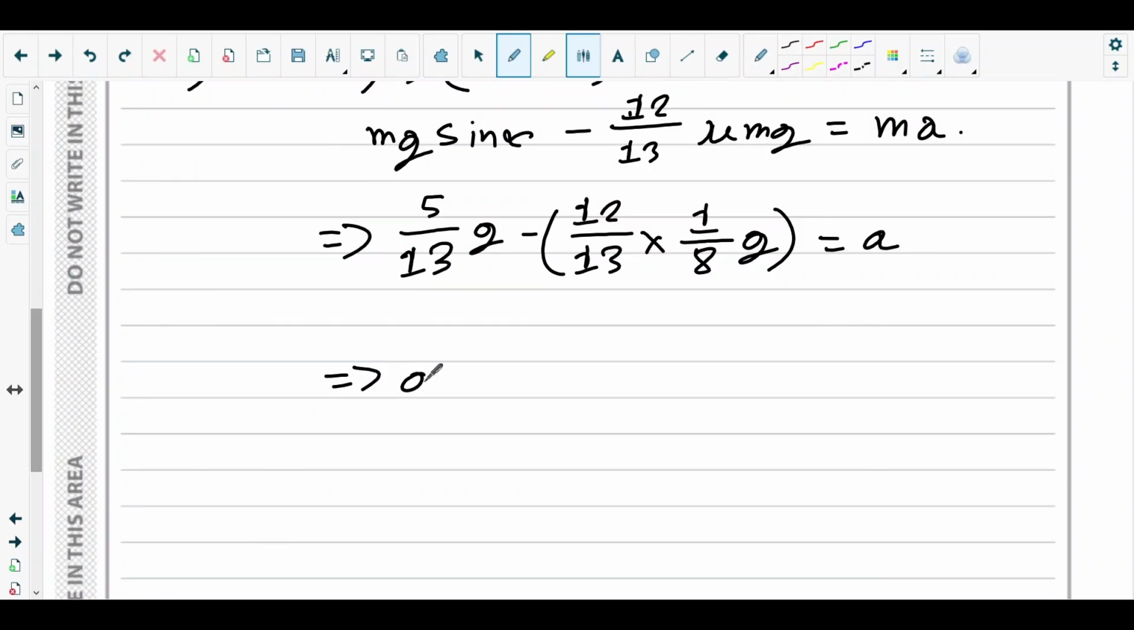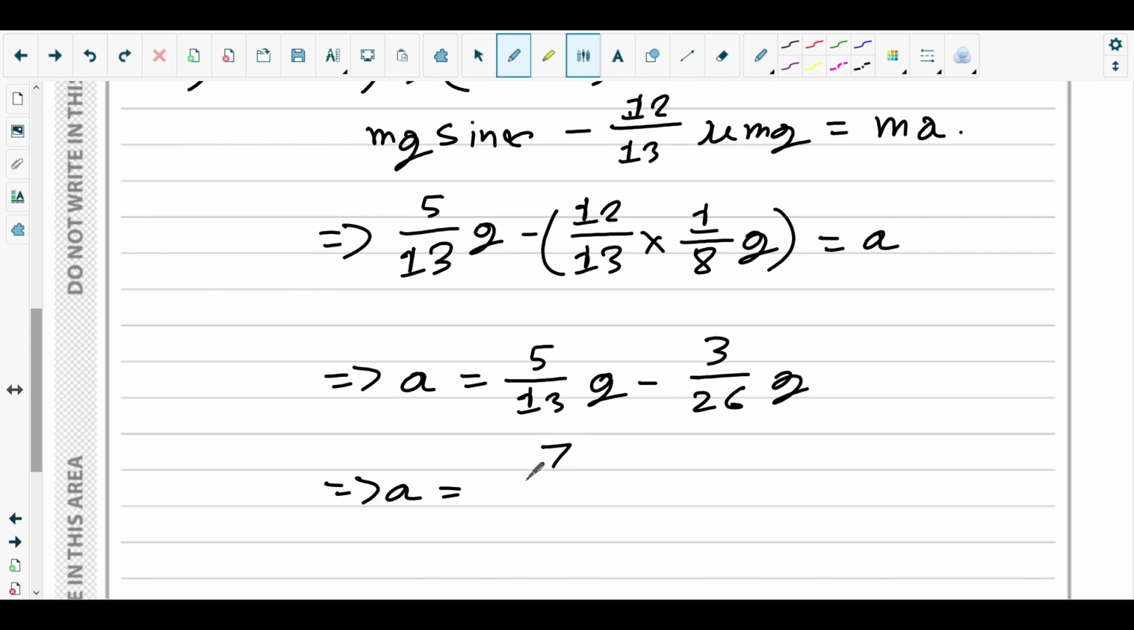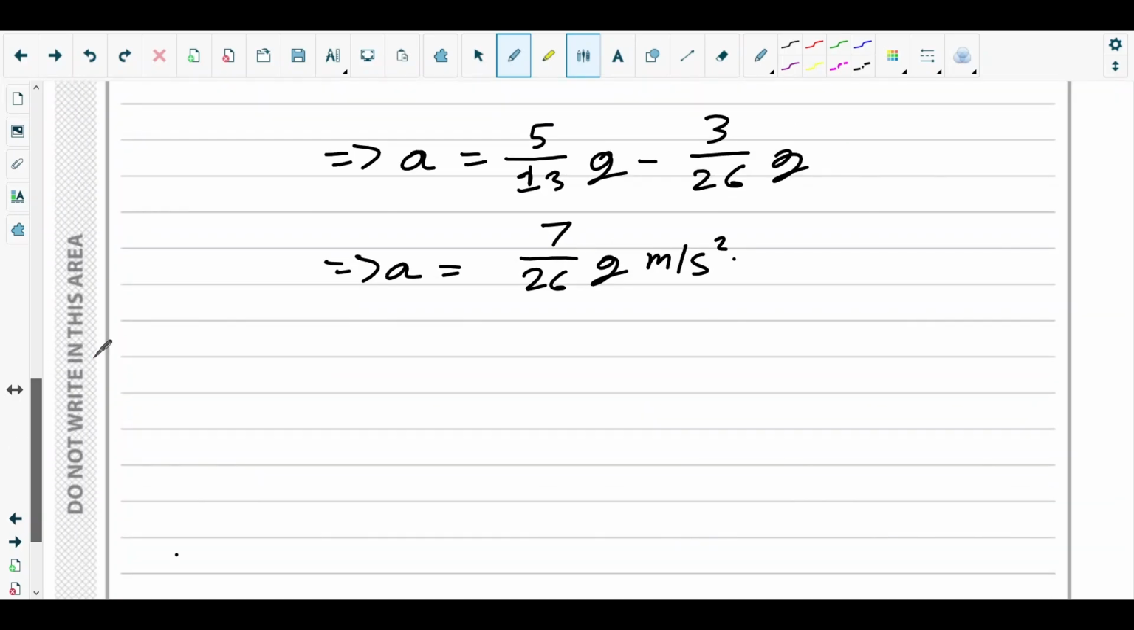So let's go for this. Acceleration is 5 over 13 g minus, not 1, basically it will be 3 over 26 g. This is the acceleration. So let's find out the acceleration. That would be how much? 10 minus 3, that is 7 over, wait, this is 26, right? So this is 10 minus 3, that would give you 7 over 26 g meter per second squared. Done. We got the acceleration, isn't it?